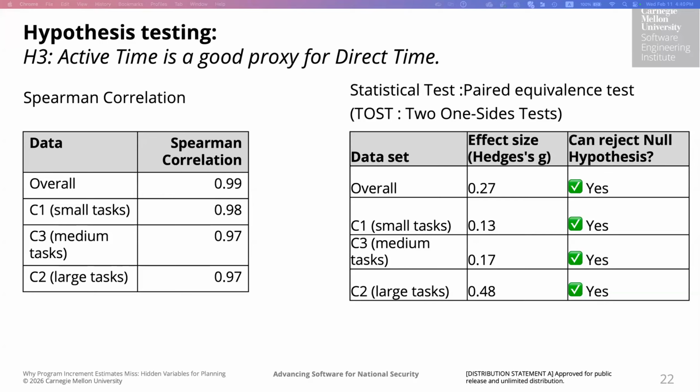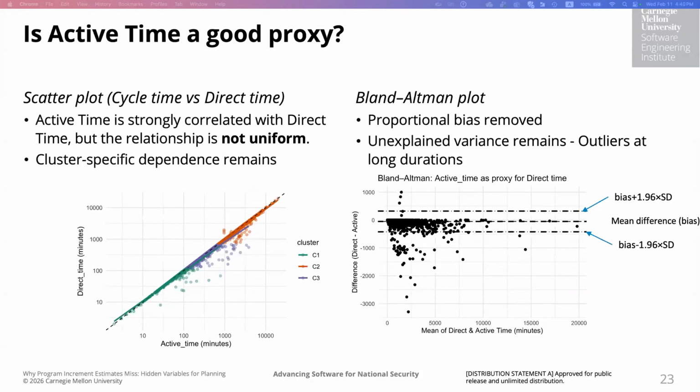And what's more important is what we see with the equivalence test, right? So for the overall data set and for each cluster, we can actually reject the null hypothesis. And we achieve this without accounting for the TSP interrupt times that we did not really measure directly. So this test tells us that this is the first metric that behaves like a true substitute for direct time.